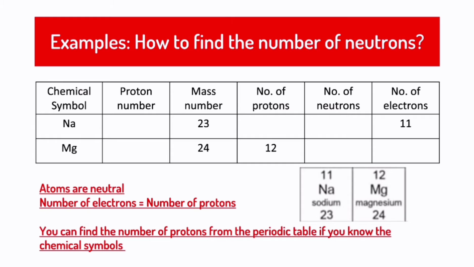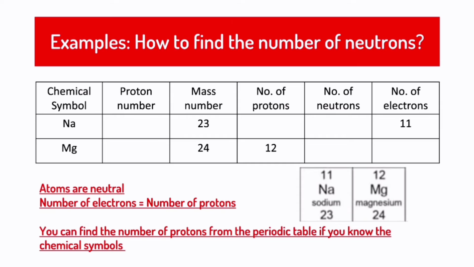So in the exam, this is an example of question that you will see in the question paper. Before doing these questions, there are two things you have to know. Firstly, atoms are neutral. So the number of electrons is equal to the number of protons. Secondly, you can find the number of protons from the periodic table if you know the chemical symbols. So let us look at the questions now.